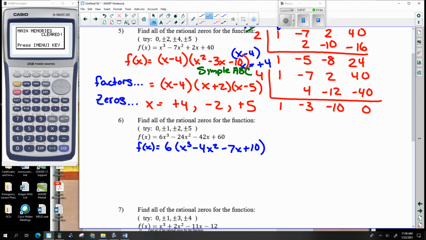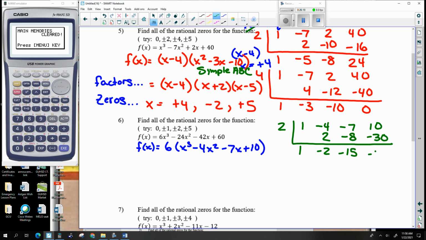All right, so let's take a number like 2 or something. Let's try 2. So I have 1, -4, -7, and +10. All right, so 2 didn't work.